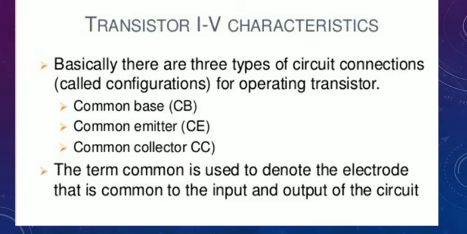First, the transistor. There are three types of configuration, that is, three types of circuit connections for operating a transistor. What is the first one? Common base mode, that is CB. Next, common emitter mode, that is CE. And next, common collector mode.